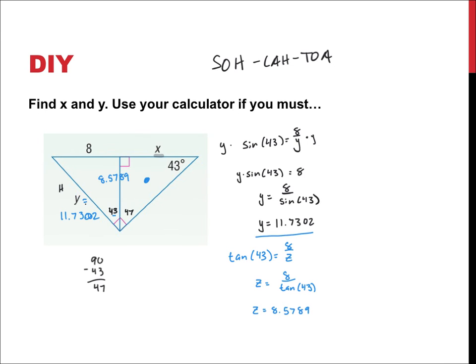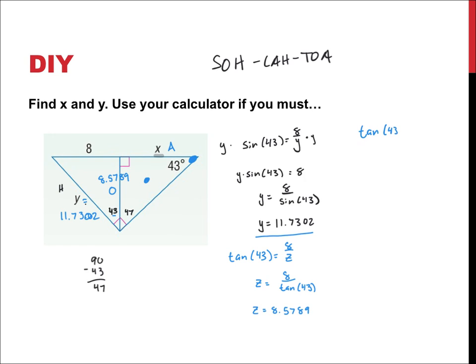Now for solving for x, I have enough information. I have an angle and two sides. I can go ahead and solve. Now you can use either the angle of 47 or the angle of 43. I'm going to use the angle of 43, but you should come out to the same answer either way. So since I'm using 43, this is the opposite side, and this is my adjacent side. So I'm going to be using tangent again.